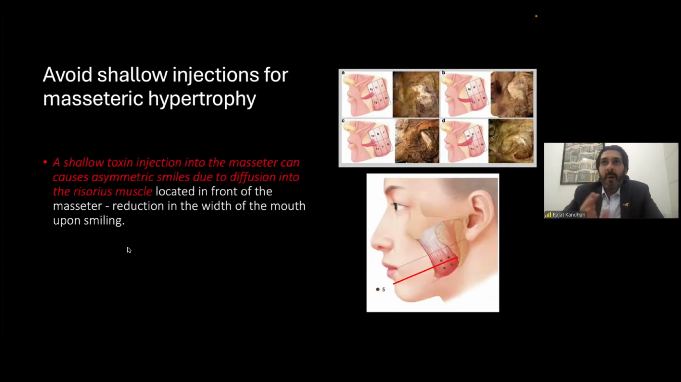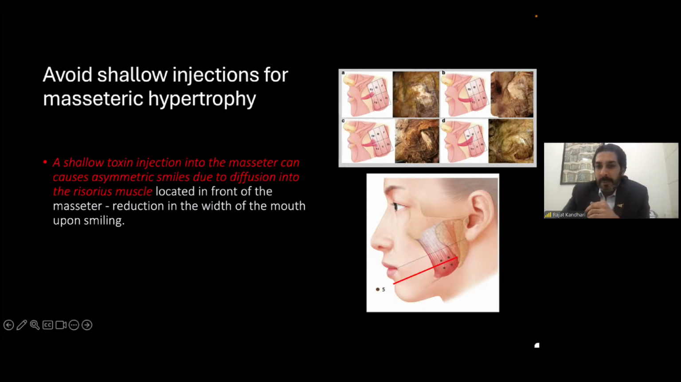Why is going not into the posterior inferior quadrant, and shallower and more anterior, a problem? If you see this cadaveric dissection, you can see that this muscle, known as the risorius, is attaching superficially onto the masseter and into the anterior border of the masseter. So if you inject too anteriorly, you might hit this muscle.